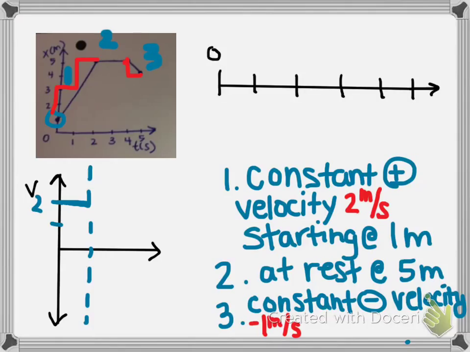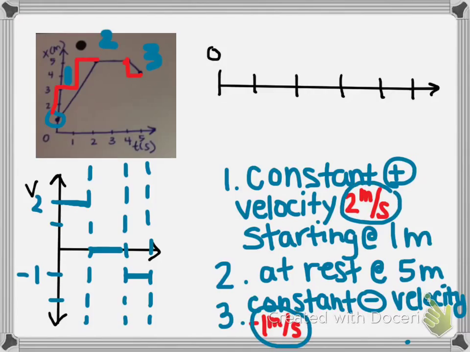For part 2, that's also for 2 seconds, so I'm going to mark that in line with the 4 seconds, since it's from 2 to 4 seconds. My object's at rest, so it's going to be on the horizontal time axis. Finally, I have my object in section 3 for 1 second, going at a constant negative velocity of negative 1. So I'm going to put a horizontal line at negative 1 on my velocity versus time graph. It's very similar to what we're doing qualitatively, except now I have numbers that I'm going to put on my velocity time graph and with my motion map.